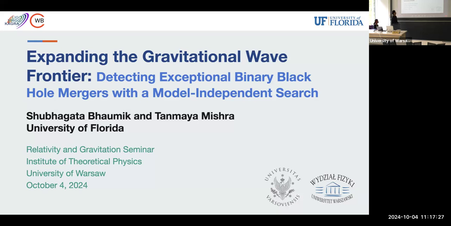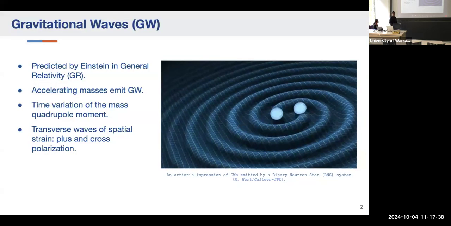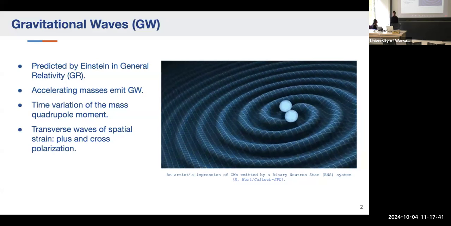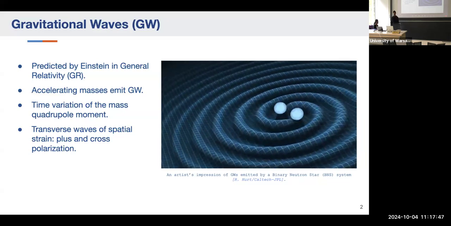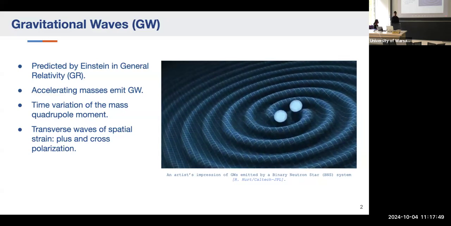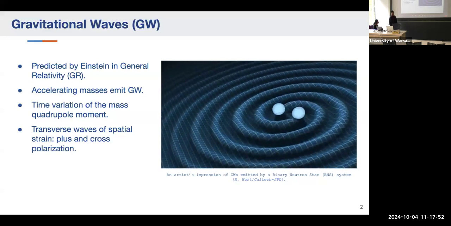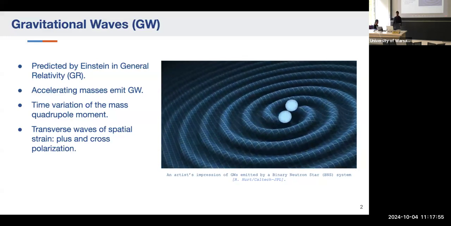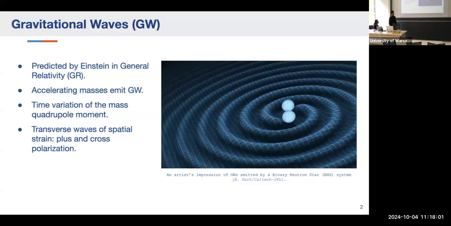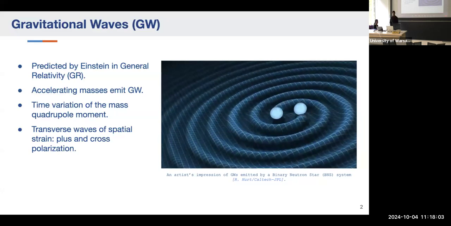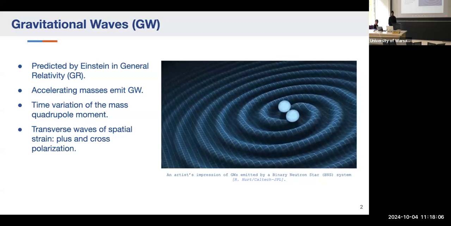So today we'll be talking about expanding the gravitational wave frontier by detecting exceptional binary black hole mergers with a model independent search. So let us get into the basics. We are talking about gravitational waves. These are metric perturbations in space-time that were predicted by Einstein more than 100 years ago in his general theory of relativity. Similar to how we have electromagnetic radiation, when we have accelerating masses, they emit gravitational waves. But we need a time variation of the mass quadrupole moment for gravitational waves. And these waves are transverse and have spatial strain.